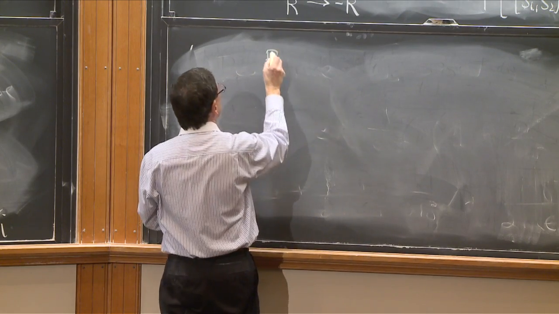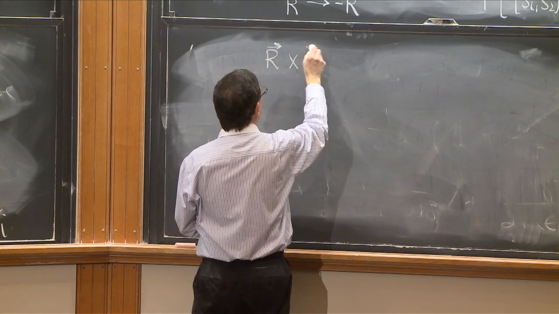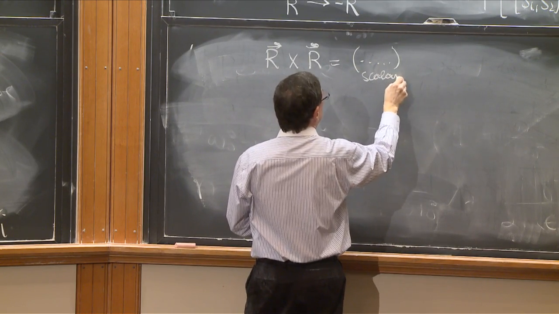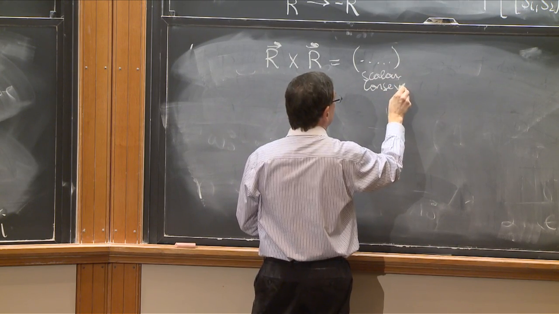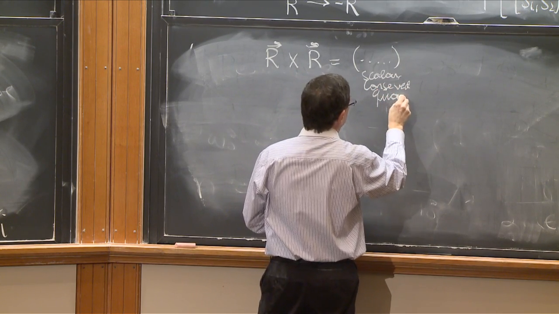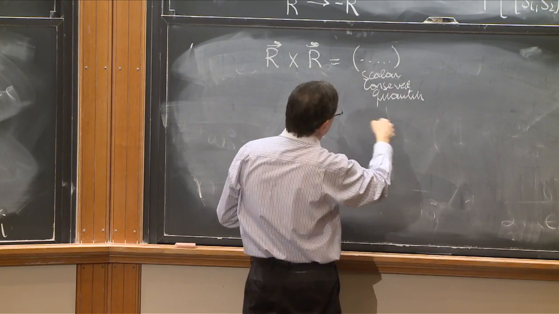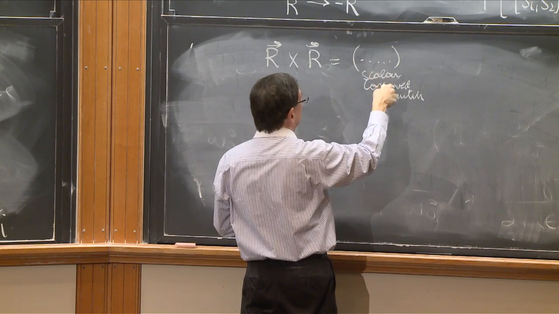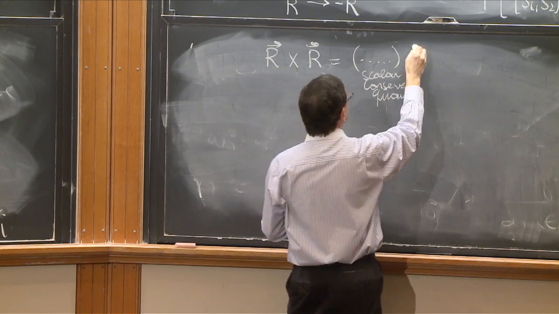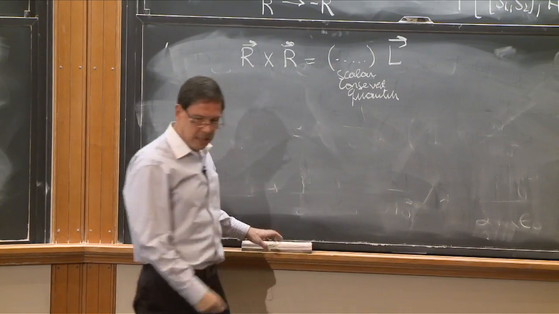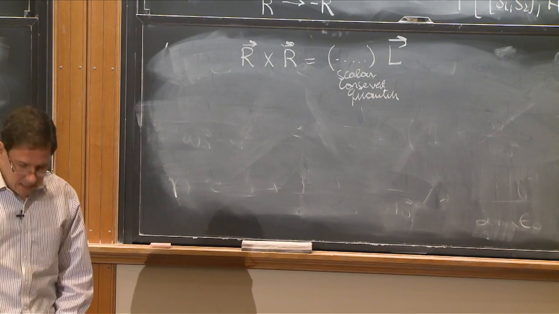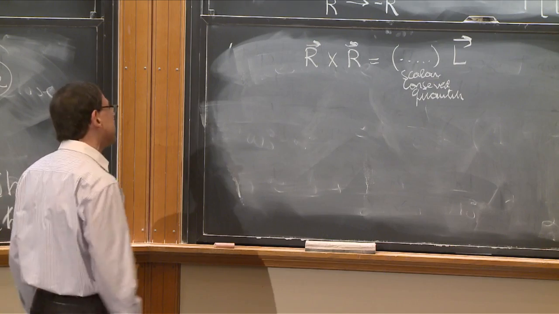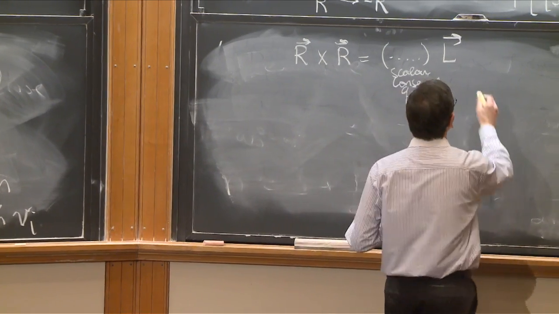So actually, what you have learned is that R cross R is equal to some scalar conserved quantity, which is something that is conserved. That could be like an H, for example, here, but it's a scalar, and L. Well, once you know that much, it doesn't take much work to do this and to calculate what it is, but I will skip that calculation.